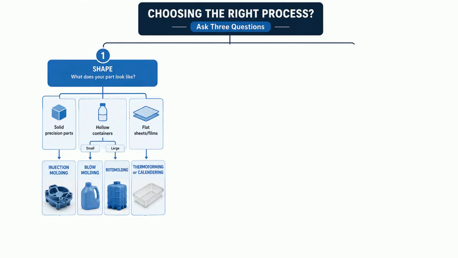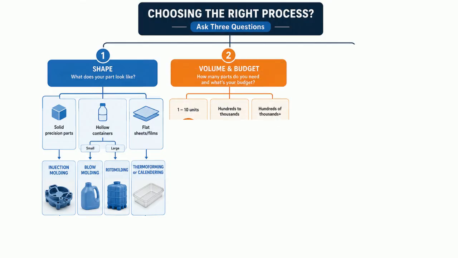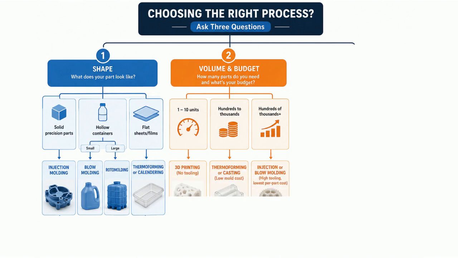Volume and budget. 1-10 units: 3D printing, no tooling. Hundreds to thousands: thermoforming or casting, low mold cost. Hundreds of thousands: injection or blow molding, high tooling, lowest per part cost.